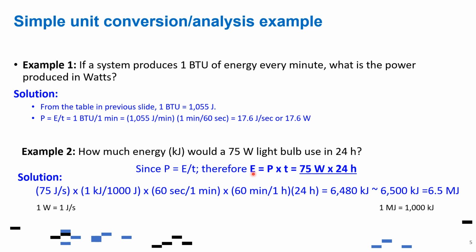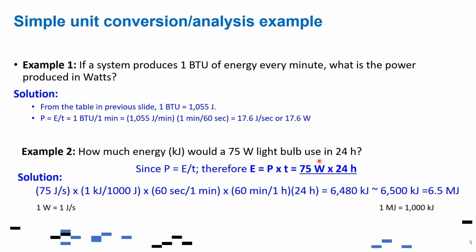So we can have energy is equal to power times time. Since we are given the power and we are given the time, we can just directly substitute these values. So 75 watts times 24 hours. But just make sure that the units that you are using are consistent and similar in all units of the equation.